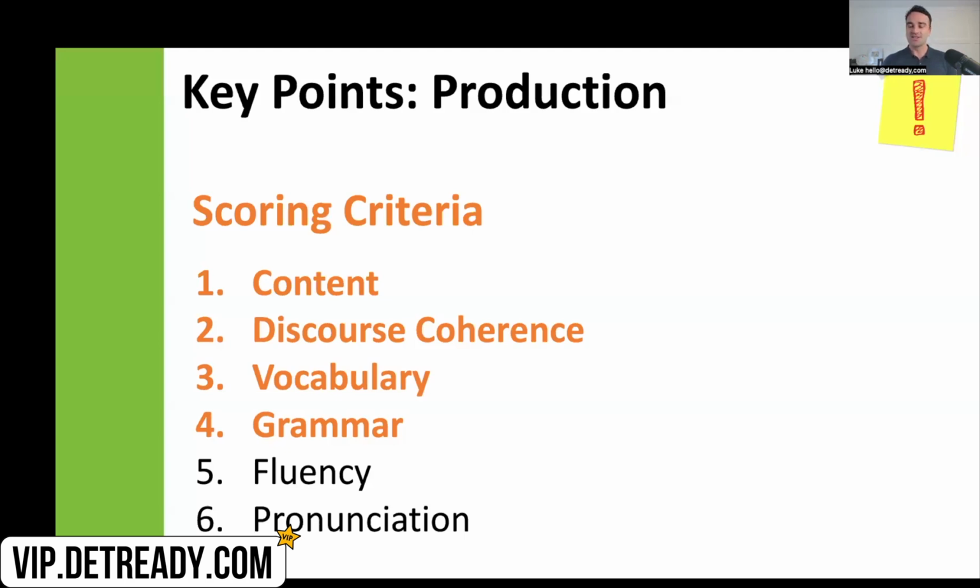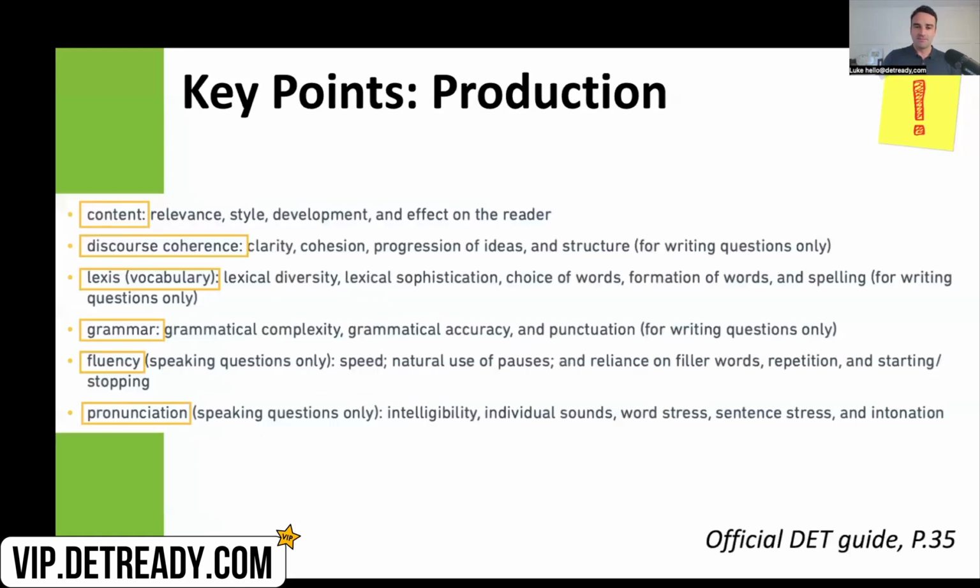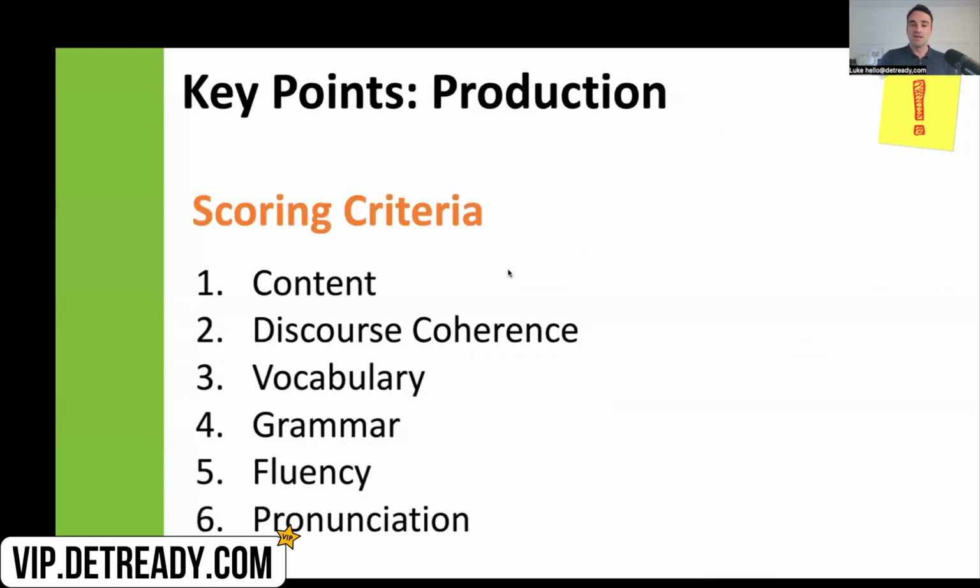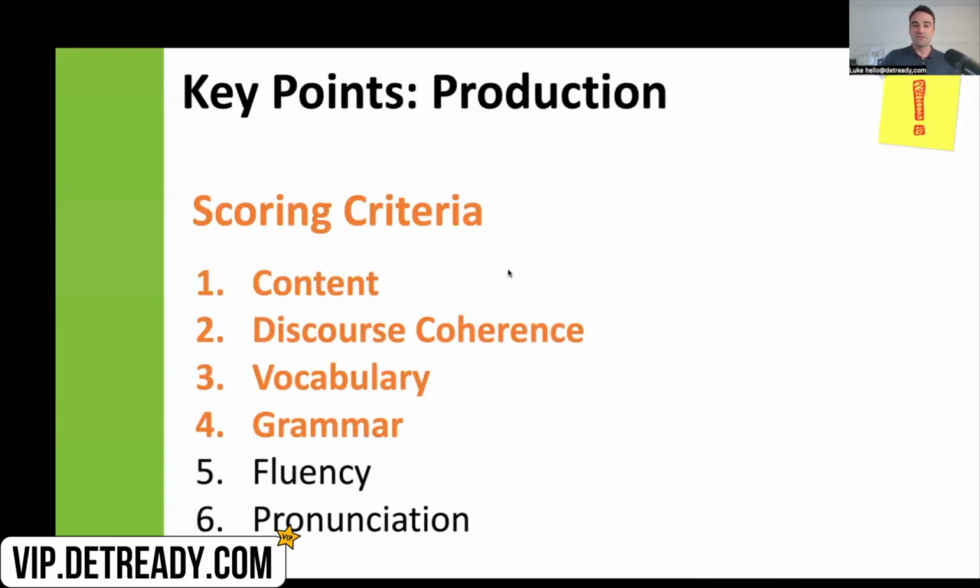Discourse coherence is a bit of a tricky one to understand. You can read it here. It's the clarity, cohesion, progression of ideas, and the structure. And this is actually for the writing questions only. So you can see here that discourse coherence means the structure, the organization, and the clarity of your answer. Are you writing with a good structure?